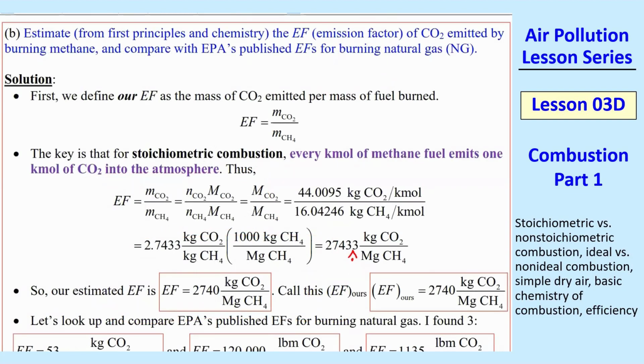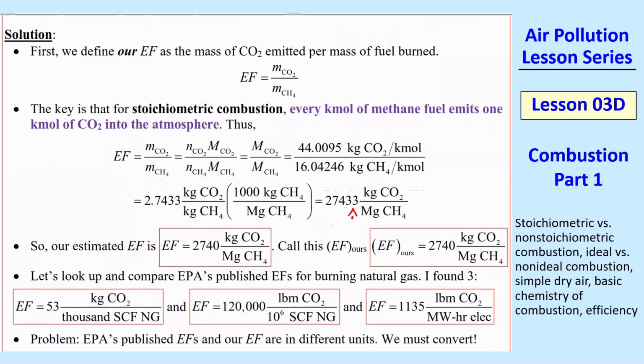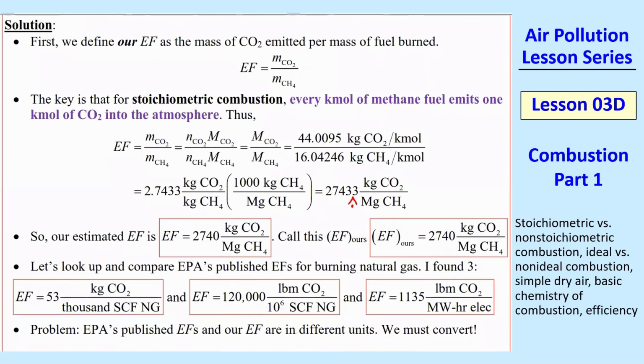Let's estimate from our chemistry the emission factor of CO2, and then we'll compare with EPA's published EFs. Let's define our EF as the mass of CO2 emitted per mass of fuel burned. So this is how we're going to define our EF.